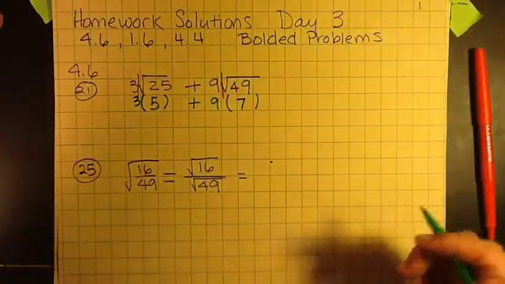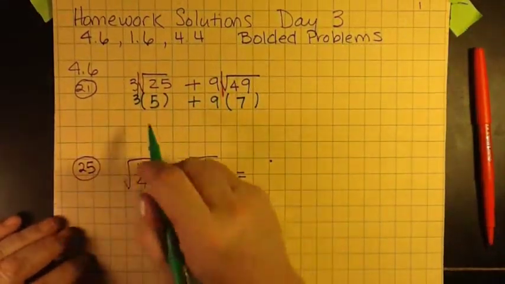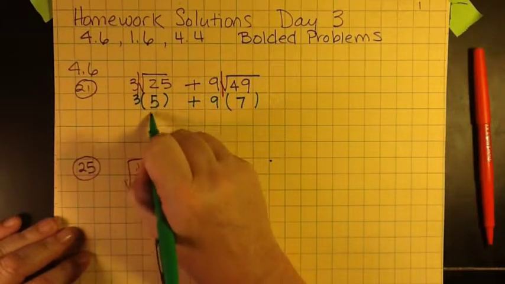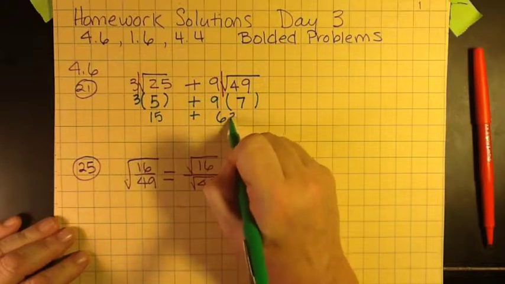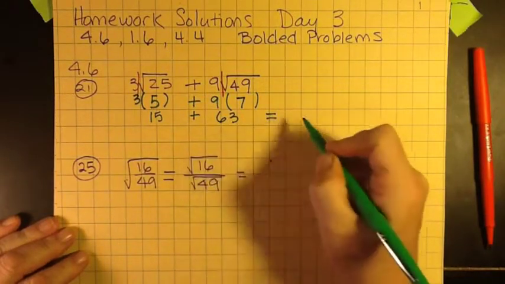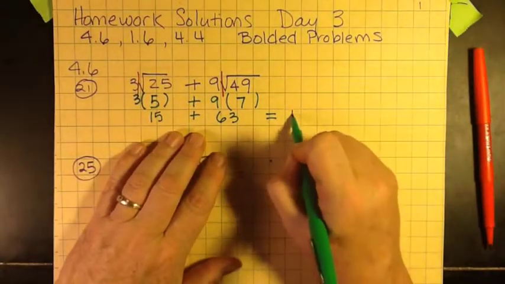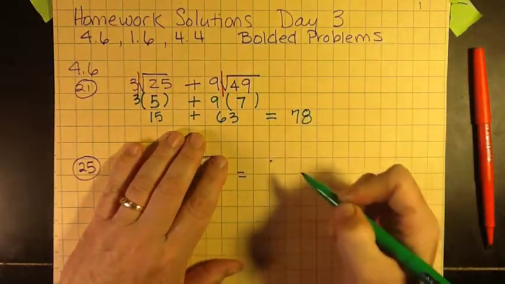Now I'm just going to do my basic multiplication. 3 times 5 is 15, plus 9 times 7 is 63, and then you just want to combine those two, and the sum is 78.